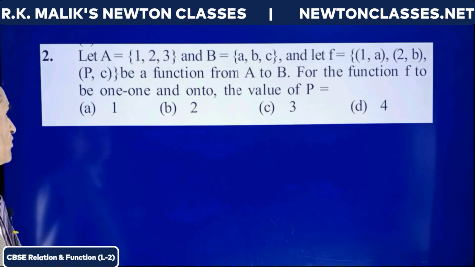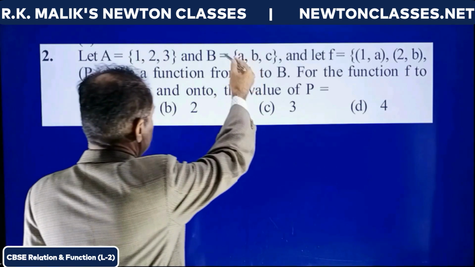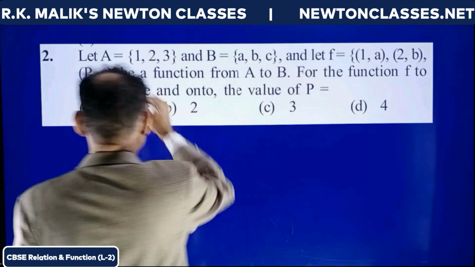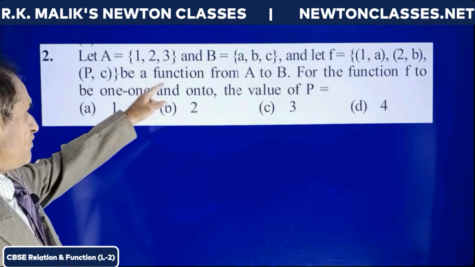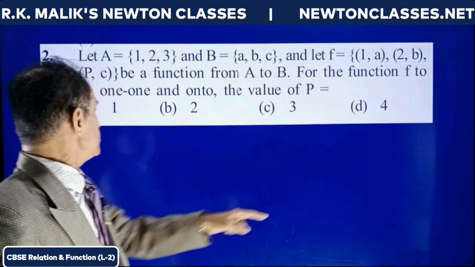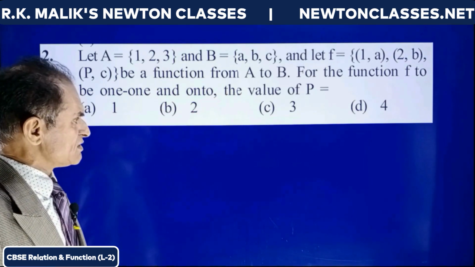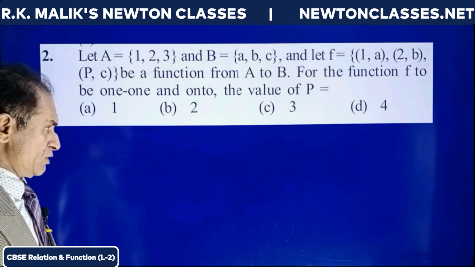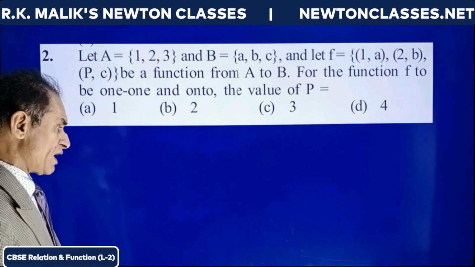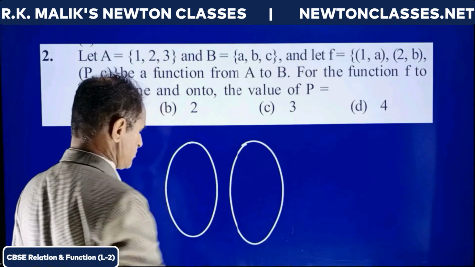In this question it is given to us that set A is equal to this, set B is equal to this, and let f be equal to this, a function from A to B. For the function f to be one-one and onto, the value of p is equal to, you have to find the correct choice. As it will be easier to understand with the help of an arrow diagram, therefore I am drawing the arrow diagram first.